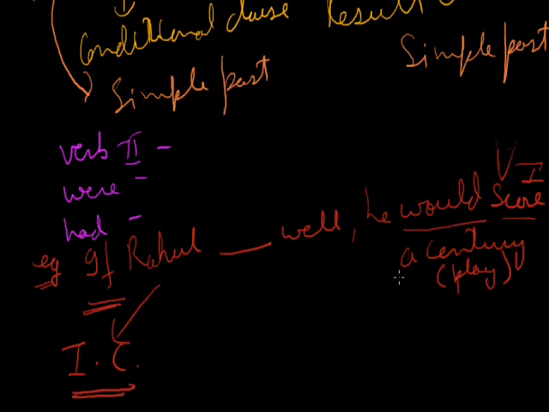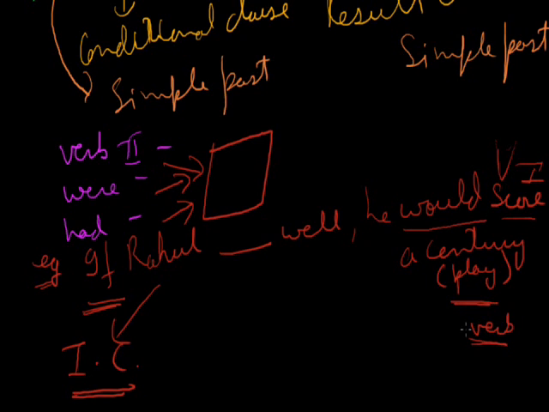Now when we are sure that this is the imaginary condition, automatically we have to use either the second form of the verb, or were, or had. Now in the bracket over here we have been supplied with the verb. Whenever we are supplied with the verb, we always use the second form of the verb over here.